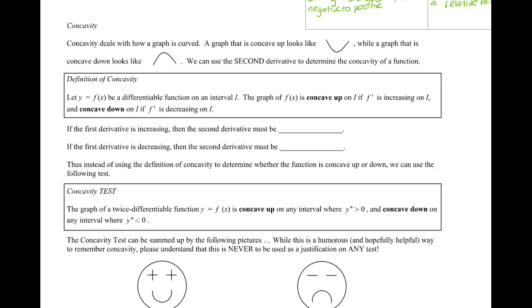So the fancy definition of concavity is: letting y equals f of x be differentiable on the interval I, the graph of f of x is concave up on I if f prime is increasing on I, and concave down on I if f prime is decreasing on I. So if the first derivative is increasing, then the second derivative has to be positive. And likewise, if the first derivative is decreasing, the second derivative has to be negative.